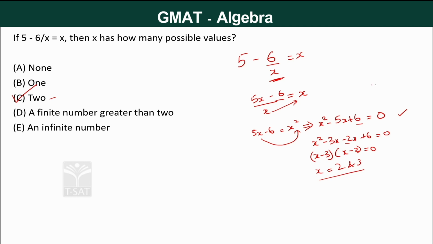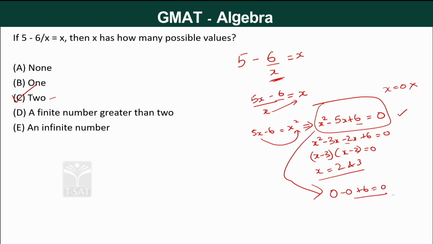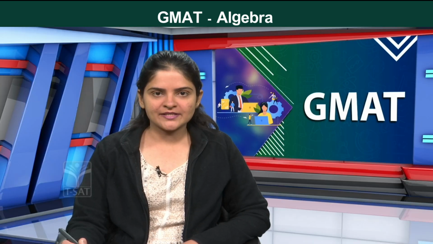We just wanted to check that x equal to 0 is not an answer. We could do that directly by substituting it as well. If you substitute x equal to 0 in this equation, we will see that 0 minus 0 plus 6 is equal to 0, which is not true. So anyway, 0 is not one of the roots. We do not need to do this solving, I just did it for example. So let's look at the next question.